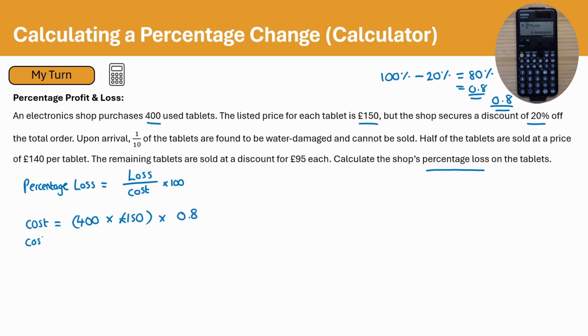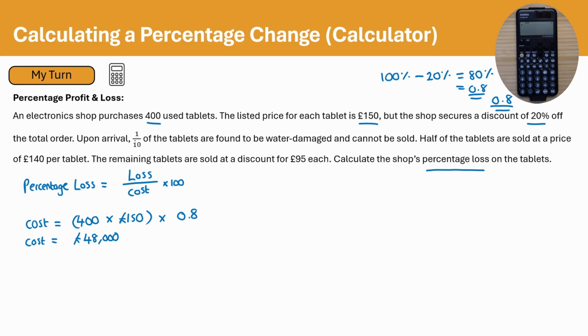So I'll say the cost is equal to, and I'll type that in my calculator. I don't actually need the bracket. I'll just put that in for your benefit. The 400 tablets multiplied by £150 each, taking off 20% by multiplying by 0.8. And that gives me quite a lot of money. So the cost is £48,000 for the tablets. Let's keep going with the question.